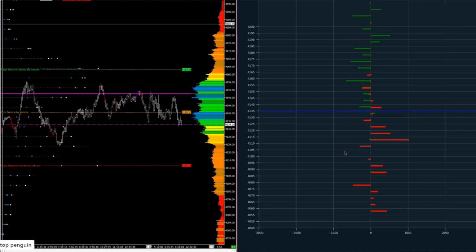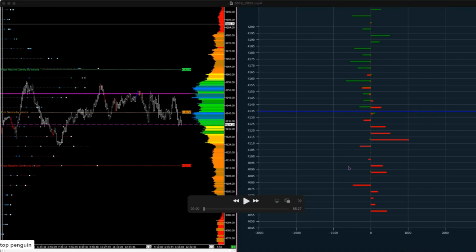Another thing I should mention is this axis over here. This is actually in ES, so it doesn't line up, unfortunately, with the chart on the left. But the numbers reflect ES. That's why the bars of the histogram aren't at super clean levels. It's because they're SPX options, but the axis is futures, because we're trading futures.